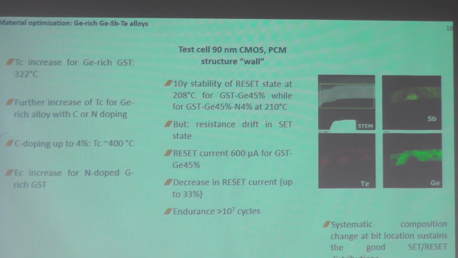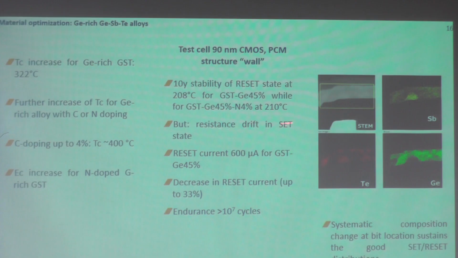Also this TC can be improved by introduction of doping elements like carbon and nitrogen. If you introduce carbon up to 4%, you can increase the TC to 400 degrees C. This is a very high value. And it also increases the 10-year stability of the reset state. This is 208 degrees C, and for doped materials, it's on the average 210 degrees C.